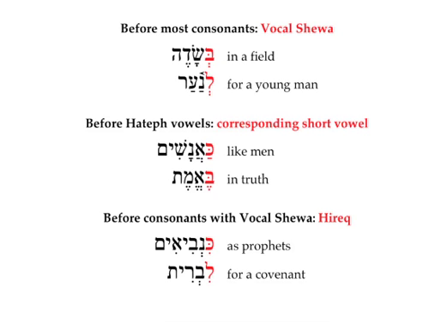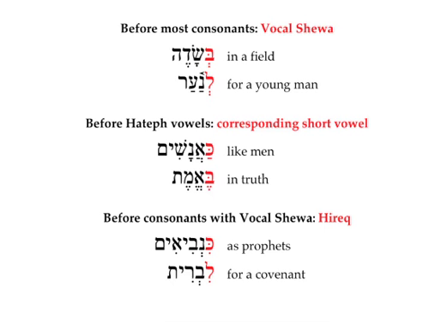Before most consonants, the inseparable preposition is spelled simply with the vocal schwa. Look at the two examples on your screen. Ba-sadeh, in a field, la-na'ar, for a young man. In each case, the inseparable prepositions beit and lamed appear with the simple vocal schwa underneath the preposition. That's the most common spelling of the inseparable preposition.